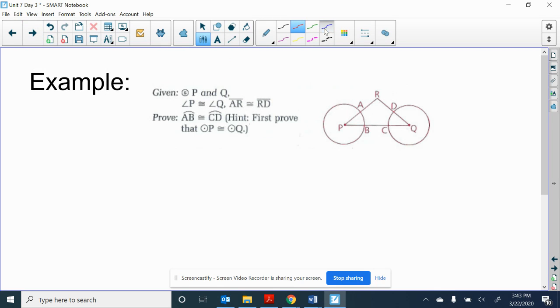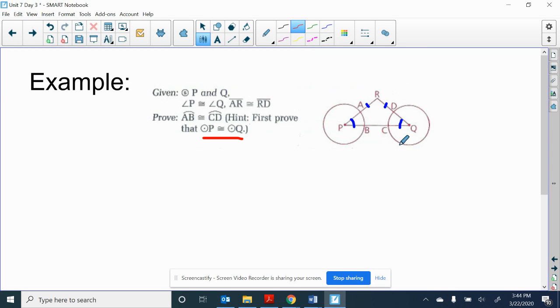Okay, this one's a little bit trickier. Here I have circles P and Q, and we're told that angle P is congruent to angle Q. And these 2 things up here are congruent, AR and RD. We want to show that arc AB is congruent to arc DC. And you might be thinking, wait a minute, if the central angles are congruent, the arcs are congruent. Yeah, but that only works if the circles are congruent or we're in the same circle. We're clearly not in the same circle, so that's why they give us this hint. Show that circle P and circle Q are congruent first.